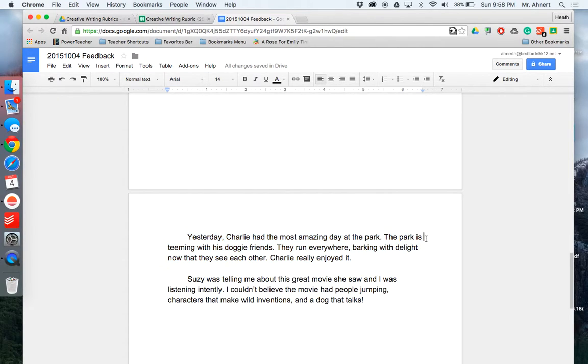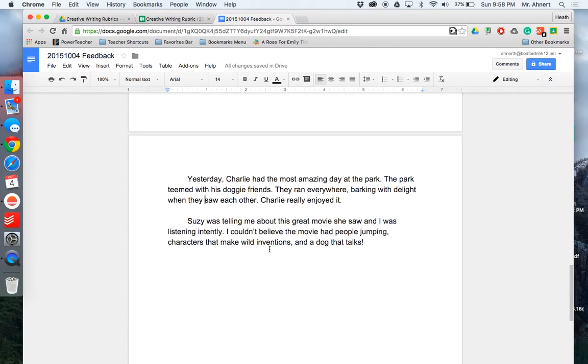So to fix it, we need to change our verbs so that they are past tense verbs. The park teemed with his doggy friends. They ran everywhere, barking with delight now that they saw each other. And now I need to fix this a little bit more. This will happen. Now it's fixed. All right, that's tense consistency. Moving on to the next bit.